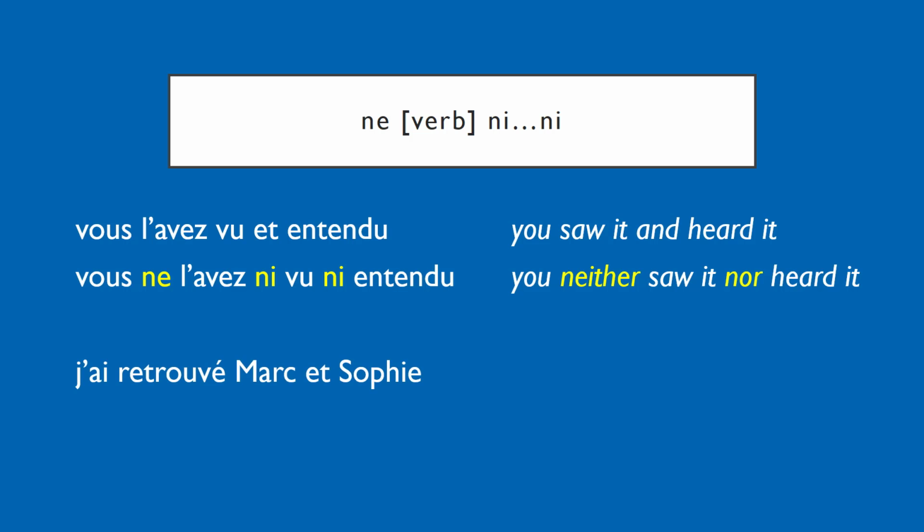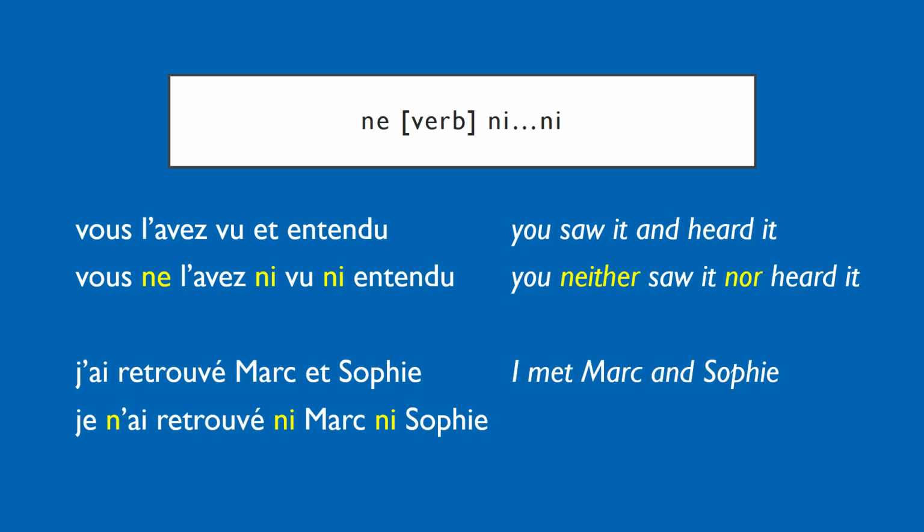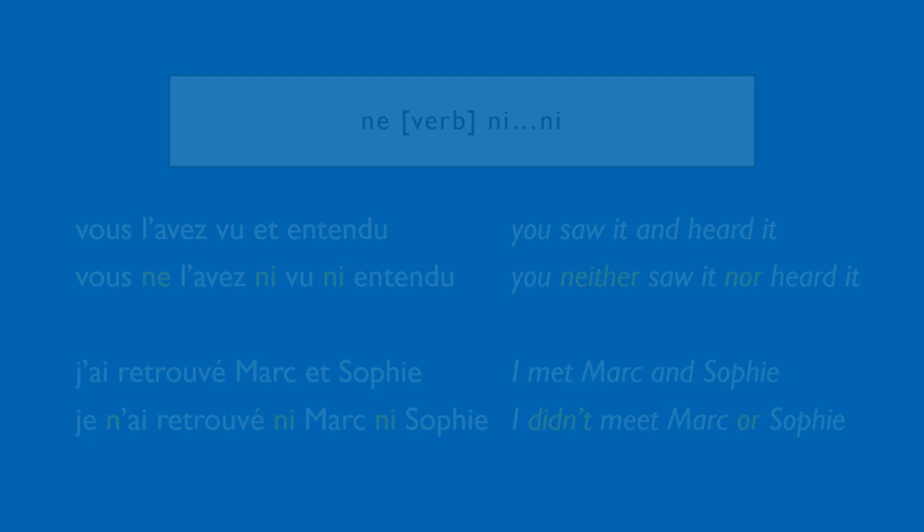J'ai retrouvé Marc et Sophie means I met Mark and Sophie, but if you didn't meet either of them, you could say je n'ai retrouvé ni Marc ni Sophie. I didn't meet Mark or Sophie, or indeed, I met neither Mark nor Sophie. And there you go. If you've got a good grasp of negatives in general, this one shouldn't be too difficult.